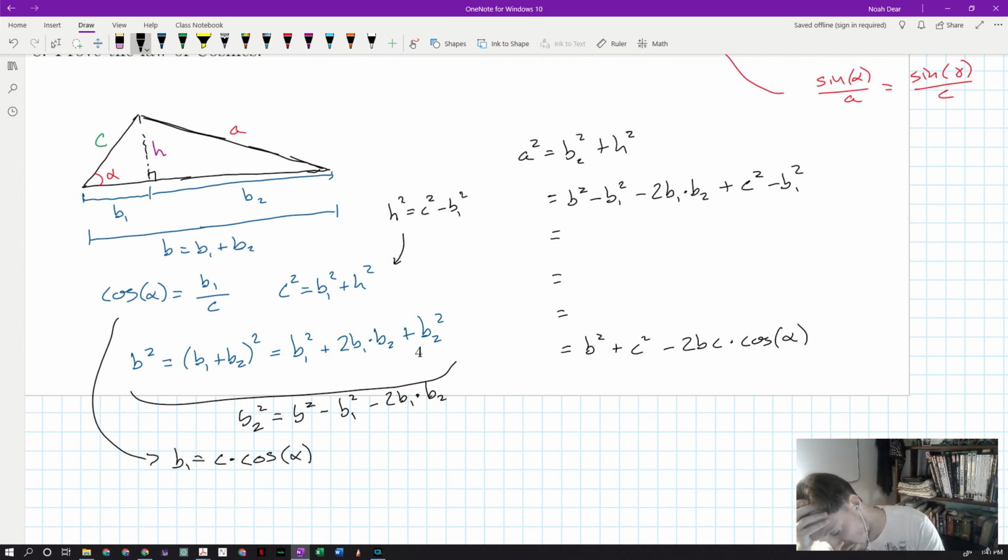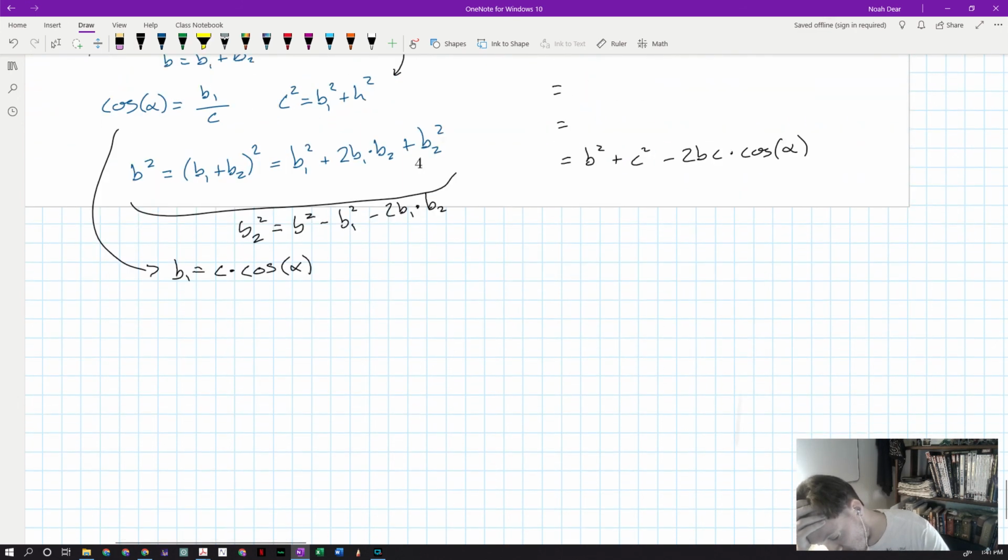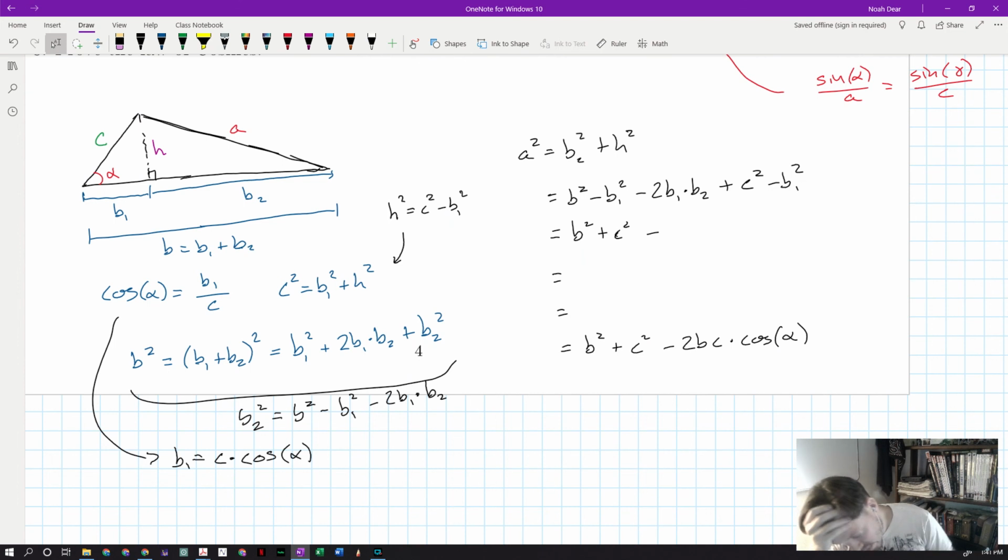So going back up to my line here, I'm just going to rearrange. Say this is B squared plus C squared. That's awesome. And I've got those. And we've got a minus B1 squared minus, or wait, there's two of those. Minus 2 B1 squared minus 2 B1 times B2.